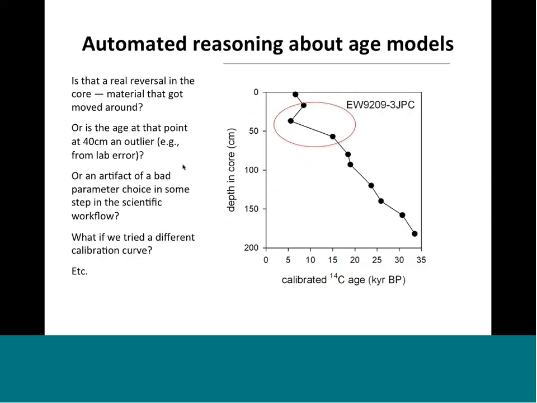So for example, if you were confronted with this age model, you might ask yourself, is that because the core got worked around? Or did the lab mess up on that sample at 40 centimeters? Or did I make a bad choice when I invoked Fakin? And what would happen if we tried a different calibration curve? So these are steps that you go through probably when you're looking at age models.